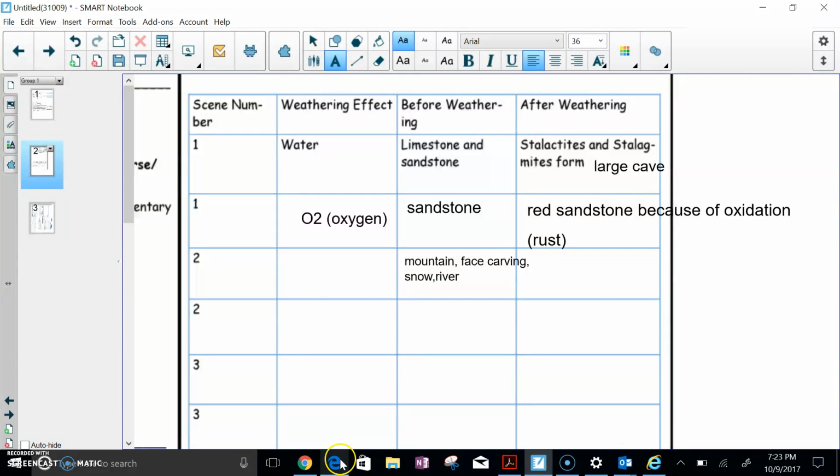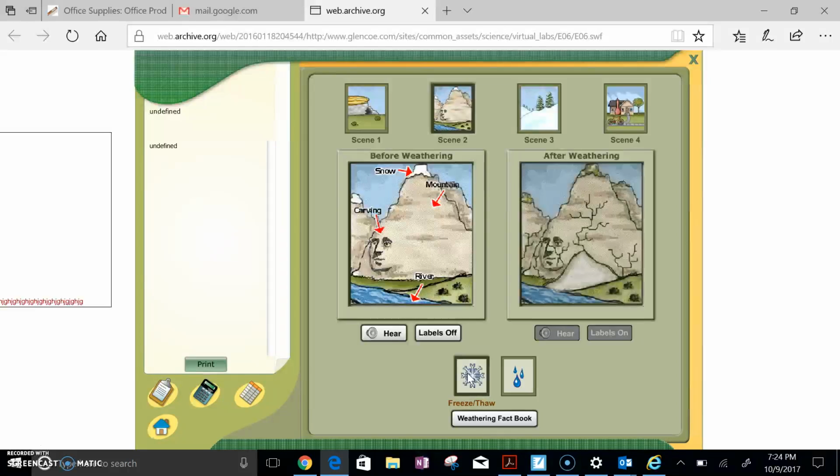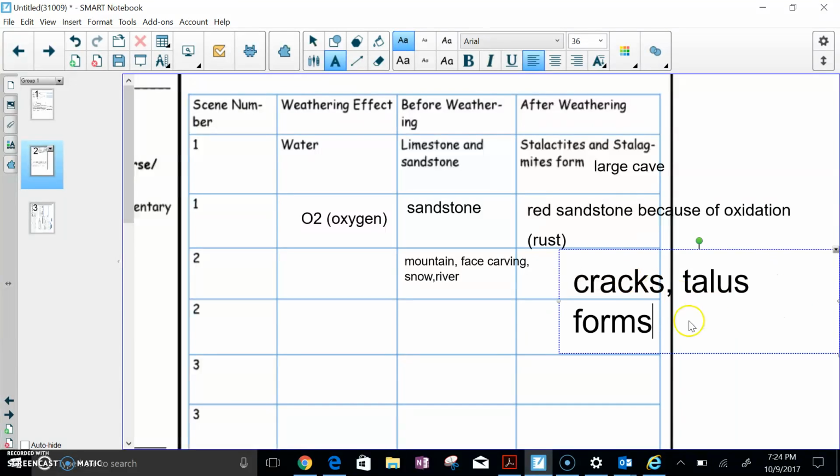And if we look at our situation here, our first one's going to be freeze and thaw. So in the future, labels on, we have a talus slope. So that is from a piece of this breaking and sliding down the mountain. We have cracks and a talus. So I'm going to go back to my handy dandy paper and write cracks and a talus forms.